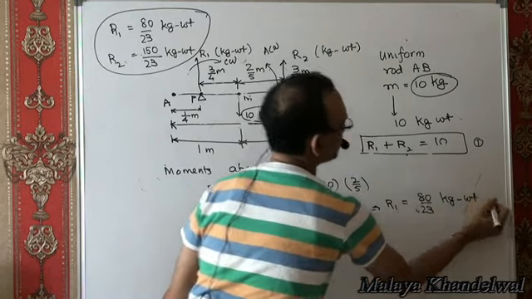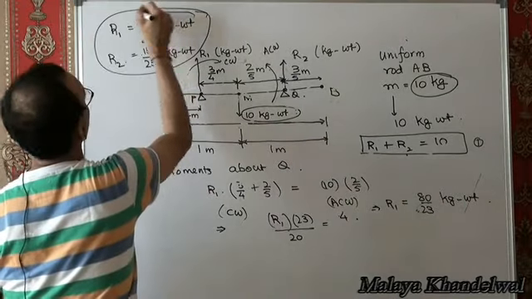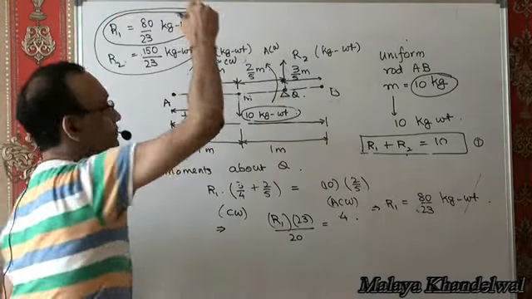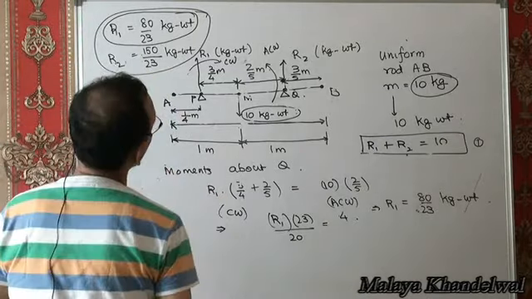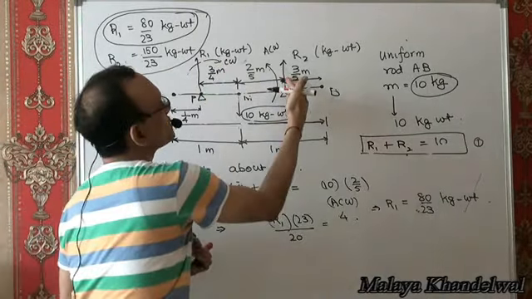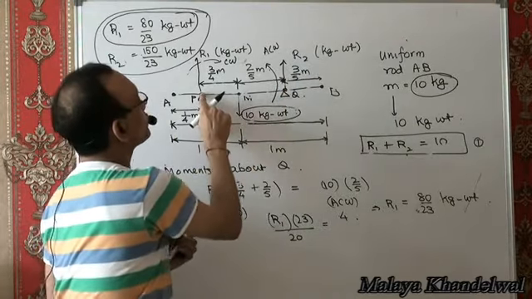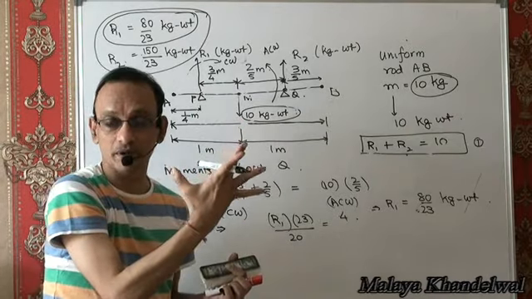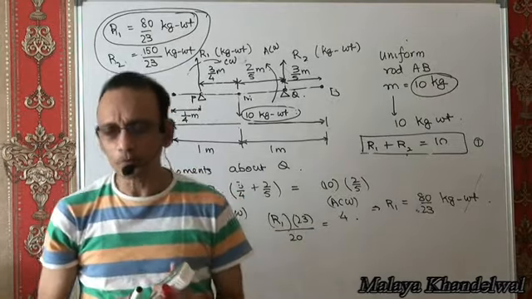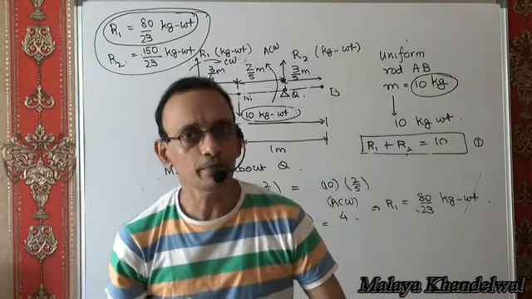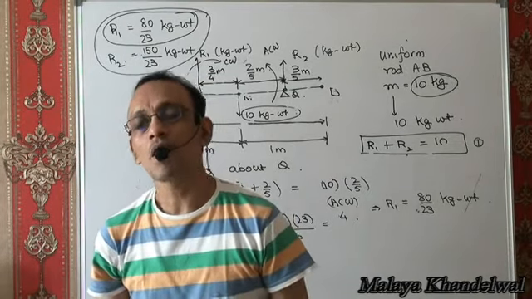Of course, if you want to convert into newtons, you can multiply by g. So R1 is 80 by 23. We could have taken moments about any point. If somebody just wanted R1, you could take moments about Q. If someone just wants R2 without obtaining R1, one could take moments about P and obtain R2. Yes or no? So this brings us to some very important and pertinent facts on moments.